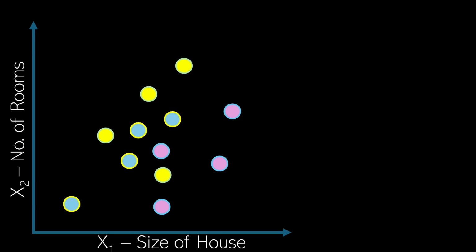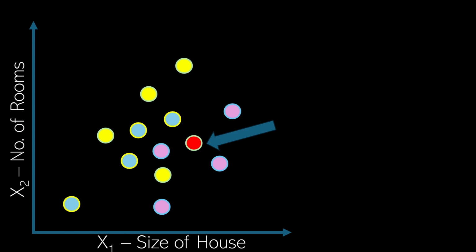So we want to consider a new point where we know what x1 and x2 is for that particular house that we're considering, but we don't know what category the house falls in. We don't have the information, and we want to predict the energy consumption for that new data point.